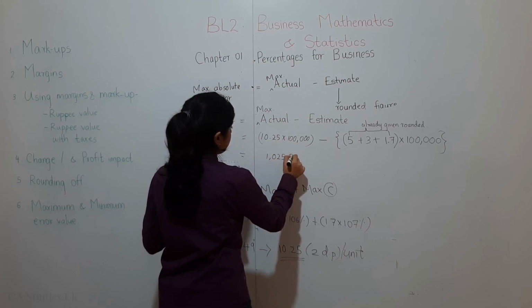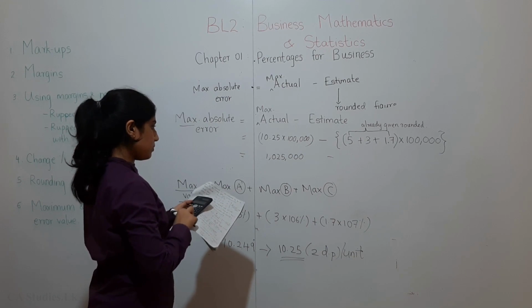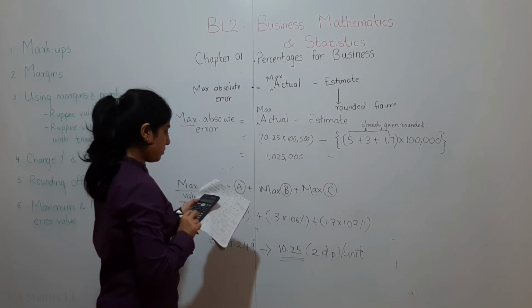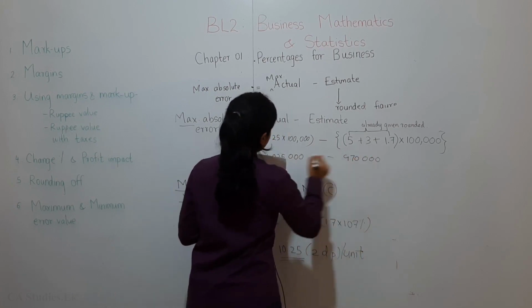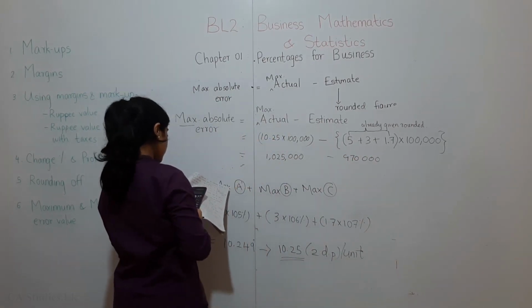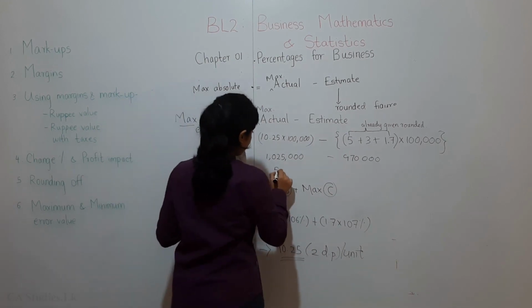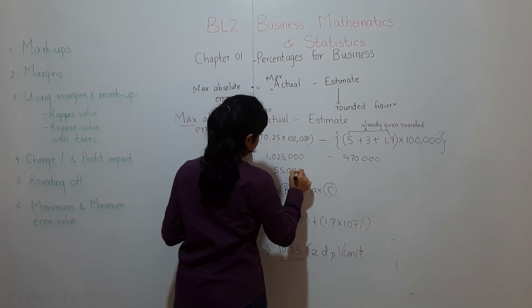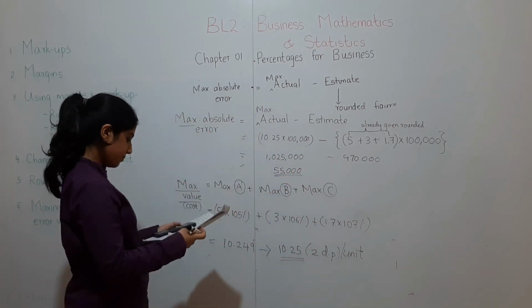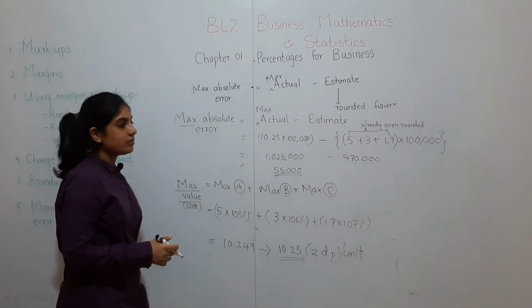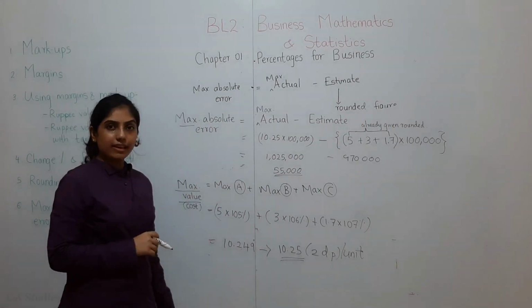$1,025,000 minus $970,000. It is 55,000. All right. So this is how you calculate your maximum absolute error.